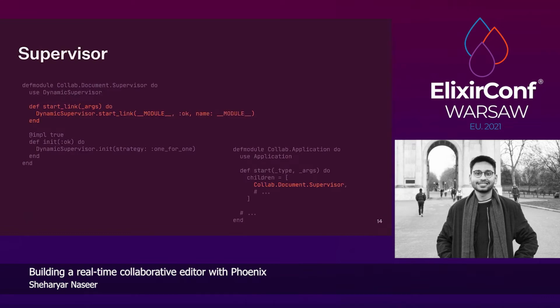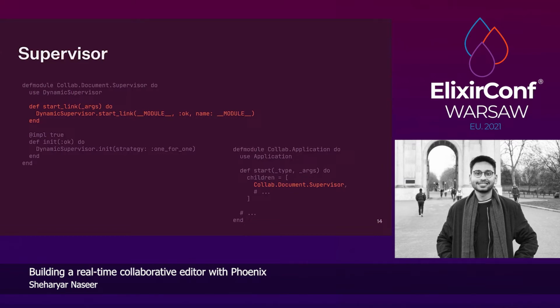We also need a supervisor that can spawn and supervise these document processes at runtime. Elixir's dynamic supervisor is the right tool for the job, and we'll use a super simple bare-bones implementation for our use case. We want the supervisor to start with the application, so we're also going to add it to the application supervision tree.